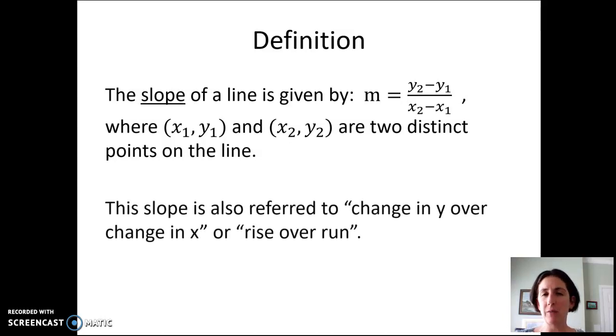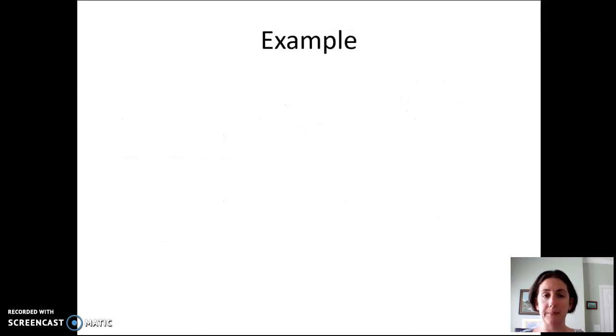Your slope is really referred to as your rise over run, or your change in y over your change in x, or even delta y over delta x. It's a rate of change, how much you go up and down over how much you go left or right.